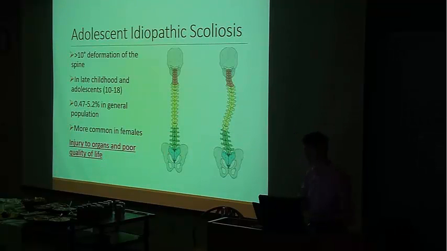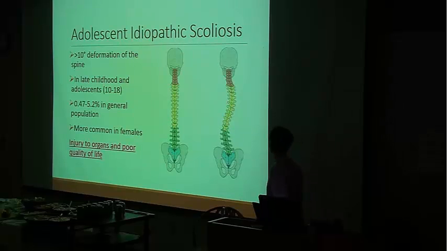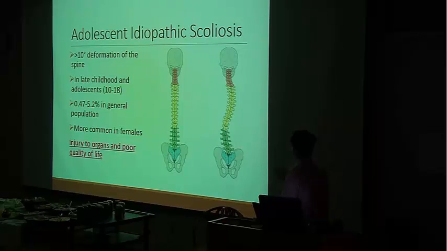So what is scoliosis and why do we care about it? Well, as you can see in the image on the right, we have a normal spine. It's very straight. However, some people develop scoliosis, which is an abnormal deformation of the spine, as you can see on the right.